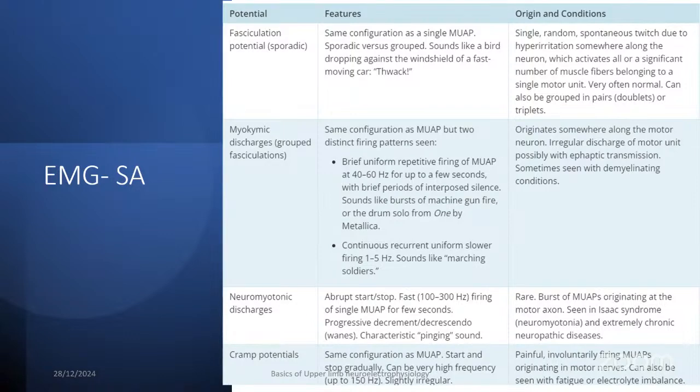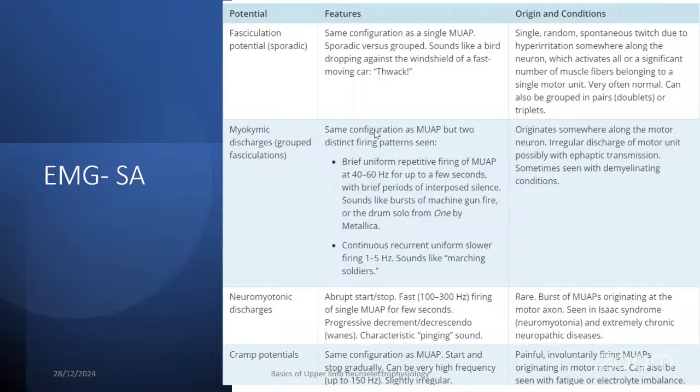Myokymic discharges are grouped fasciculations. Same configuration as MUAP, but two distinct firing patterns are seen. One is a brief uniform repetitive firing of motor unit action potentials at 40 to 60 hertz for up to a few seconds, with brief periods of interposed silence. It sounds like bursts of machine gun fire or a drum solo from Metallica. A continuous recurrent uniform slower firing can also be seen, like marching soldiers. So myokymic discharges originate somewhere along the motor neuron. It is an irregular discharge of motor units, possibly with ephaptic transmission, sometimes seen with demyelinating conditions.